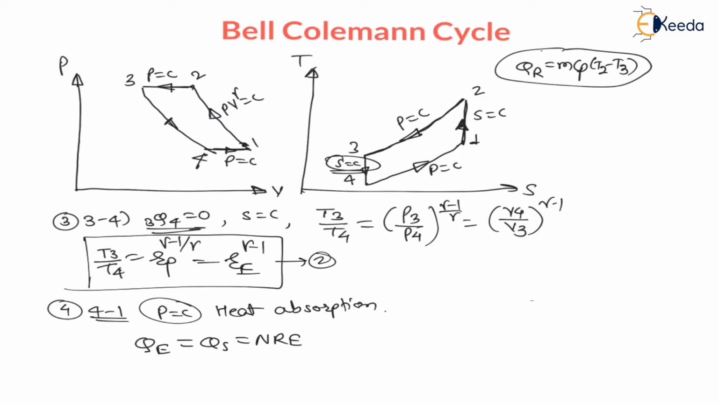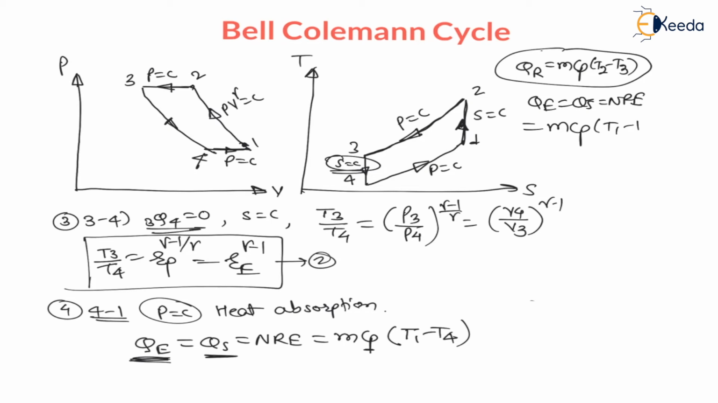Therefore, from here onward, remember, heat of evaporator is net refrigerating effect, that is heat supplied to the refrigeration cycle is net refrigerating effect, which is nothing but mCp. As it is a constant pressure process, we have to use Cp, mCp. Temperature difference for the process 4 to 1 is T1 minus T4, so mCp (T1 minus T4). Therefore, heat of evaporator, which is nothing but heat supplied, which is nothing but net refrigerating effect, is equal to mCp (T1 minus T4).